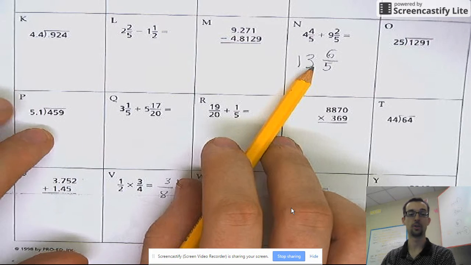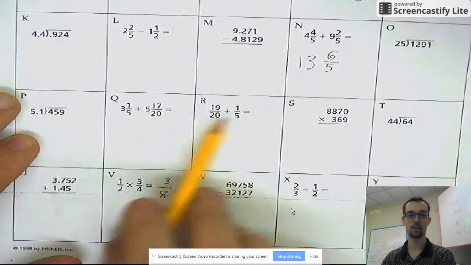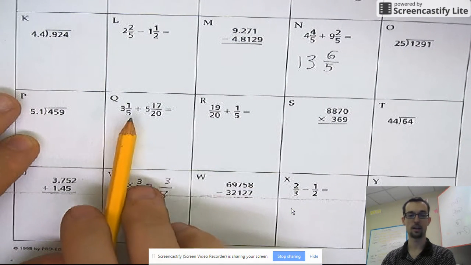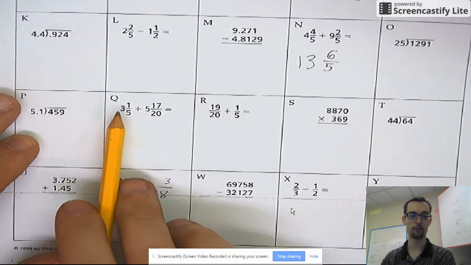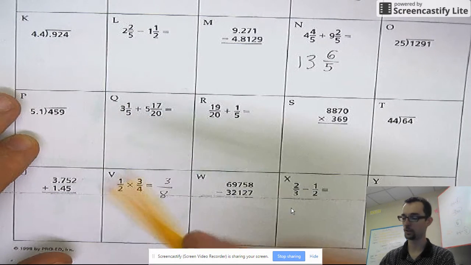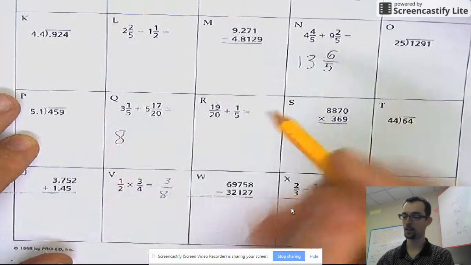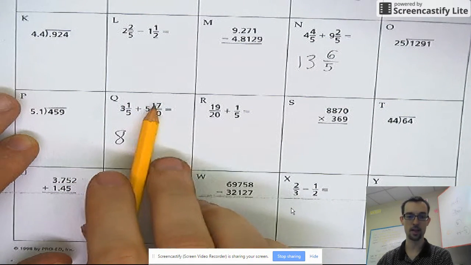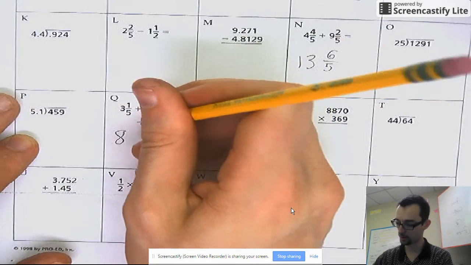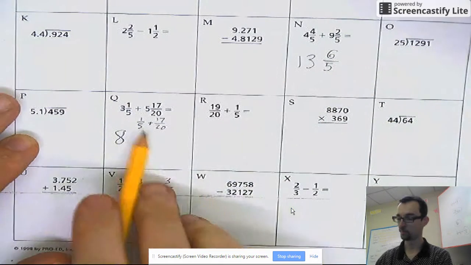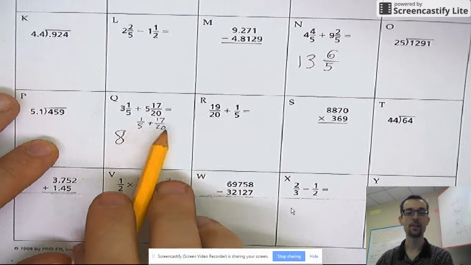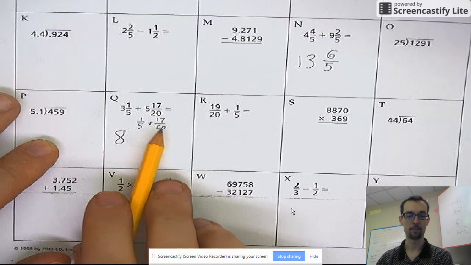Okay, so I'll go on to my next one. Looks like Q. I'm adding fractions. In this case, the denominators are not the same. But I'm going to add my two integer parts. 3 plus 5 is 8. Now I've got to do 1/5 plus 17/20. All right, let's take a look here. I need common denominators. I need the denominators to be the same.